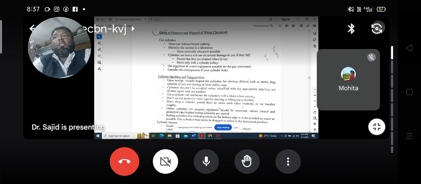Upon receipt, visually inspect the cylinder for obvious defects such as a dent, a large amount of rust, and missing or loose safety caps. See, in your house, everyone has an LPG gas cylinder. Whatever care we take while using LPG gas in our house, the same care we have to take while using it in the laboratory. You can write the answer in your own words.